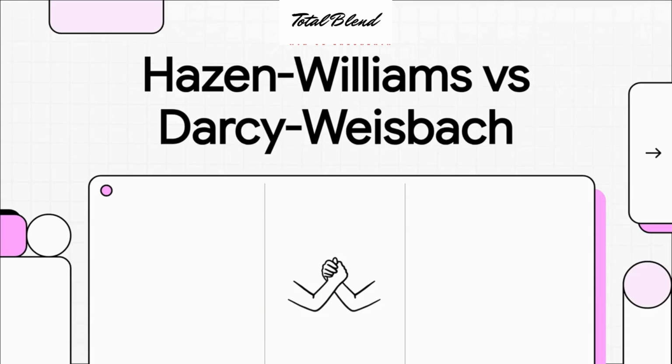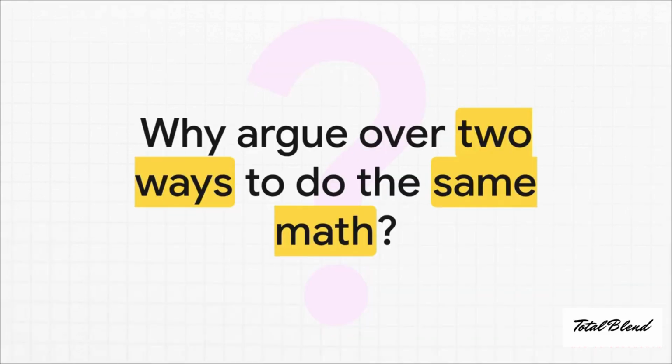All right, welcome. Today we are stepping into the engineering ring for what is basically a title match decades in the making. In one corner, you've got the crowd favorite, the quick and easy Hazen-Williams equation. And in the other corner, the technically precise powerhouse, Darcy-Weisbach. This is the ultimate equation showdown. So let's just jump right in.